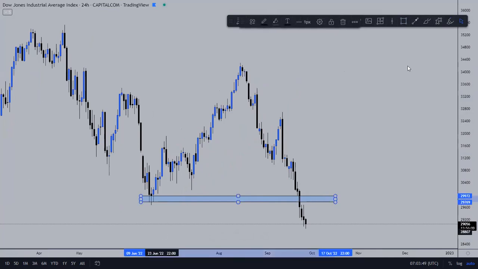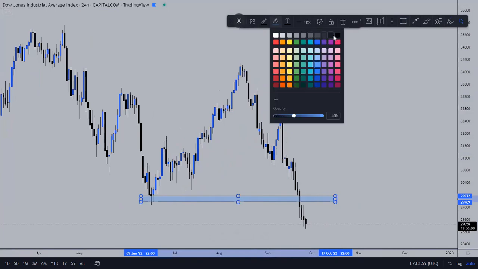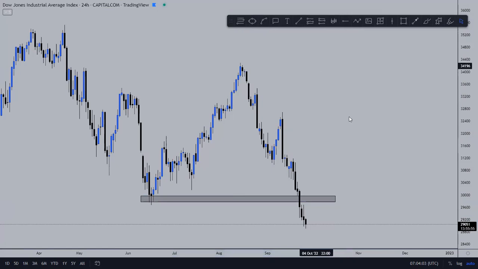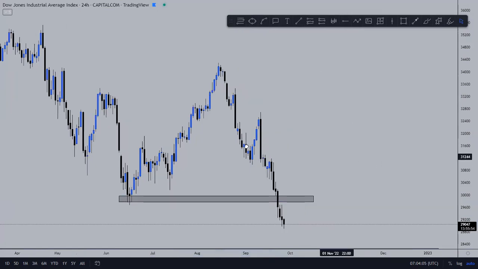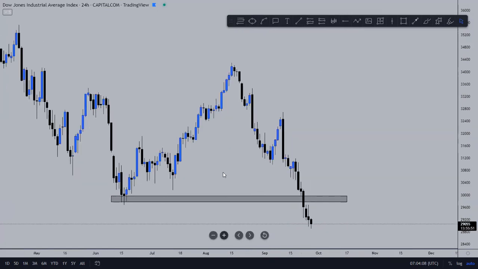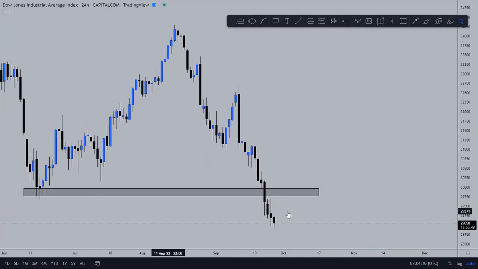Let me just change the color there. This is a resistance zone, so I need to put in a different color, different from order blocks, different from supply zones or demand zones. So this is a resistance. The market can come back. Once it comes back and taps into this resistance, we can look forward and get our sell entries, right? That is the first possible scenario.